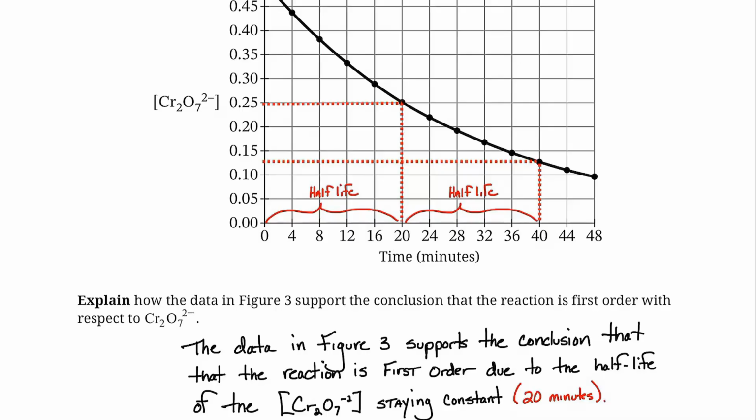The data in figure 3 supports the conclusion that the reaction is first order due to the half-life of the dichromate ion concentration staying constant for 20 minutes, okay, which is the constant rate.